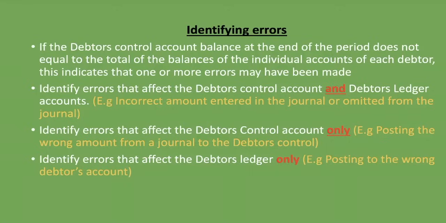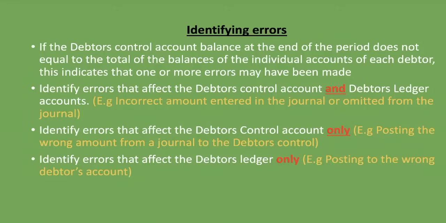So what do we need to do? We need to identify errors that affect the debtors control account and the debtors ledger account. For example, an incorrect amount entered in the journal or omitted from the journal. So that is what would affect both your debtors control account and your debtors ledger accounts. And what else do we identify? We identify errors that affect the debtors control account only. An example for that is posting the wrong amount from a journal to the debtors control. So that should be an error that affects only the debtors control. And what else? Identify errors that affect the debtors ledger only. An example for that would be posting to the wrong debtors account.